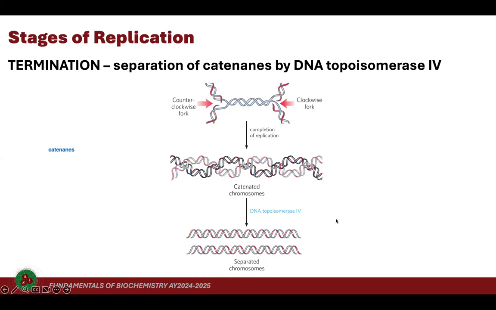The cell needs to do that, and that is achieved by your DNA topoisomerase 4. It's a different type of topoisomerase than the one that is used at the replication forks to relieve the topological stress. Catenated DNA are also under topological stress, but it's a different topoisomerase that addresses this problem. Catenane is just a term used to refer to a DNA that is intertwined with another daughter DNA. Catenanes are just DNA molecules.